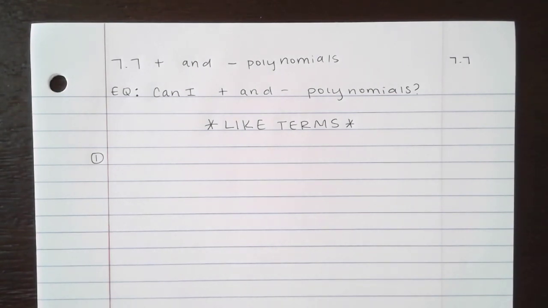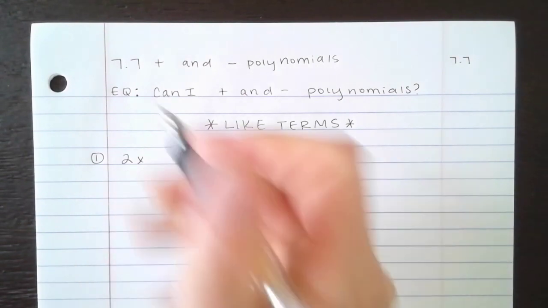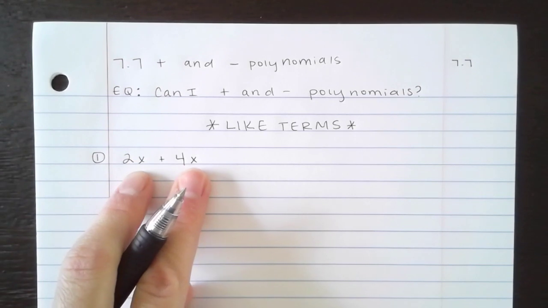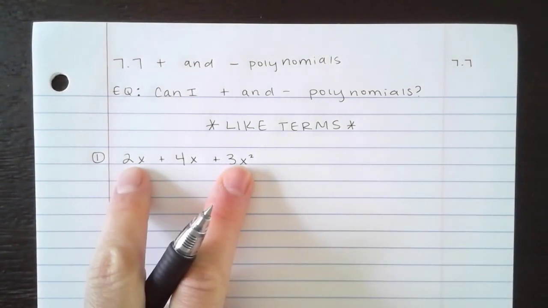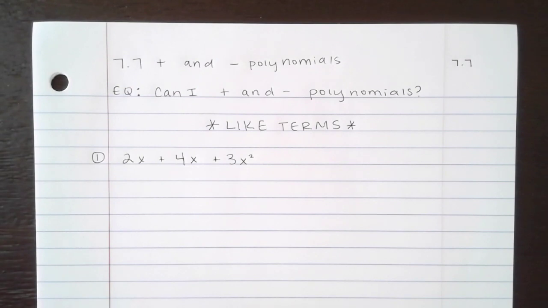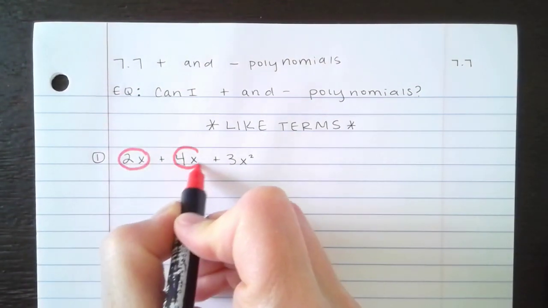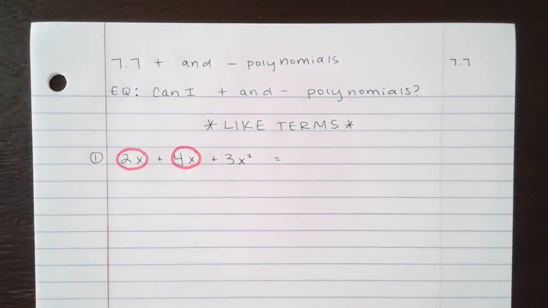We're going to start with the easiest and go to the hardest. So let's talk about like terms. Like terms are a term, that's a term, and another term that have the exact same variables, and those variables are to the same power. If I had something like this, although those have the same variable x, they have a different exponent. So in this case, there are two like terms: two x's and four x's. When you combine those terms, you're going to have six x's.